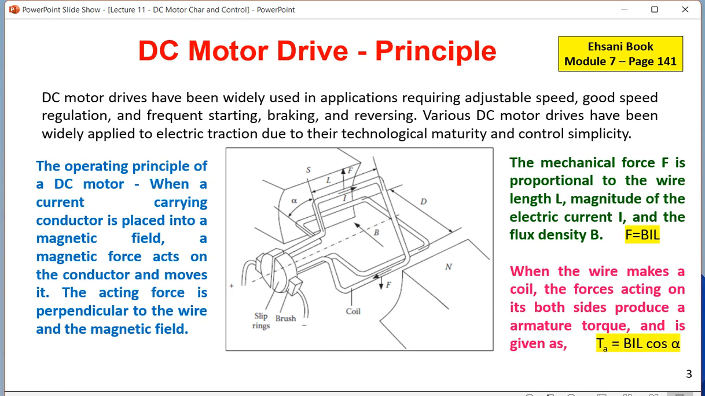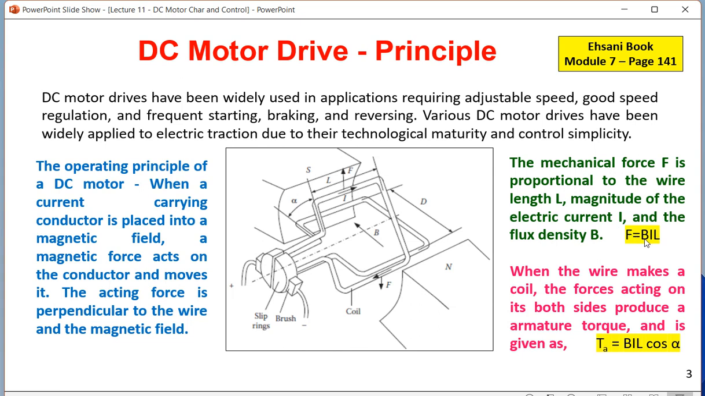braking, reversing, and all those things. Various DC motor drives have been widely applied to electric traction. Traction means it is a vehicular application, due to their technological maturity and control simplicity. So mechanical force F is equal to B into I into L.